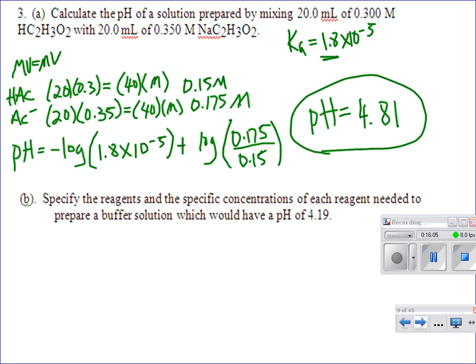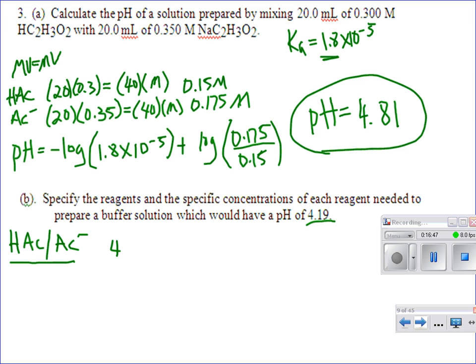All right, so now we're going to work a little bit backwards here. They want to know, specify the reagents and specific concentrations of each reagent needed to prepare a buffer solution which would have a pH of 4.19. Your best buffers are chosen in an area that the acid or base is near that pH. So I'm going to stick with an acidic system here, and just for ease, we're going to choose acetic acid and sodium acetate. That's the buffer system we're going to use here. I need to know what concentrations of these do I need to make a pH of 4.19. So how should I proceed?